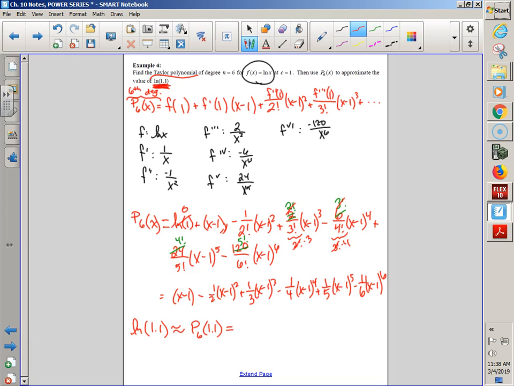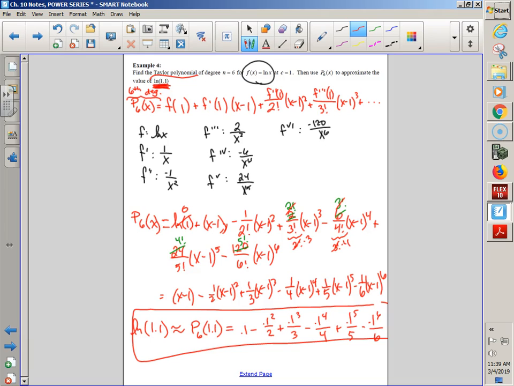So what would you actually end up doing? Plugging in. You can't box it yet. What would you have to do? Okay, just plug in 1.1. And what's 1.1 minus 1 every single time? 0.1. So couldn't we go ahead and do 0.1 minus 0.1 squared, plus 0.1 cubed all over 3, minus 0.1 to the 4th all over 4, plus 0.1 to the 5th all over 5, minus 0.1 to the 6th all over 6? Your calculator. Yay, done. Okay, good. Guess what? It's going to be really, really close.